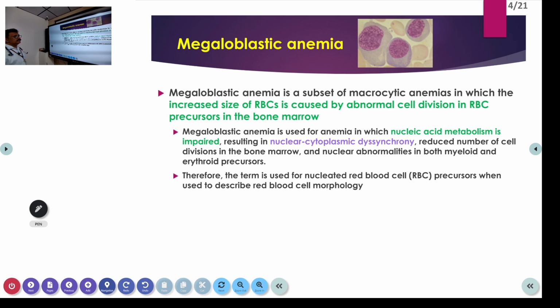So increased size of RBC is the classical presentation of megaloblastic anemia. That is due to the maturation defect in RBC. So B12 and folic acid deficiency can impair the maturation. That is the commonest cause, but there are so many other causes behind megaloblastic anemia. Nucleic acid metabolism is impaired here. That is a major cause. It can be due to various reasons, but the most common cause is B12 and folic acid deficiency.